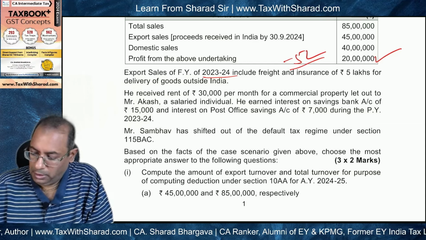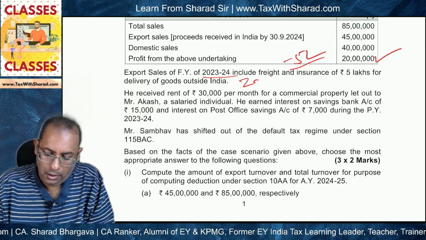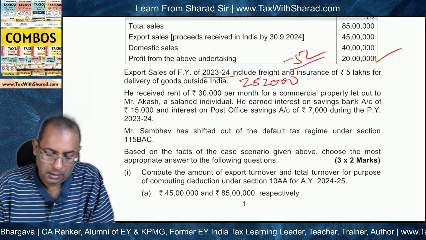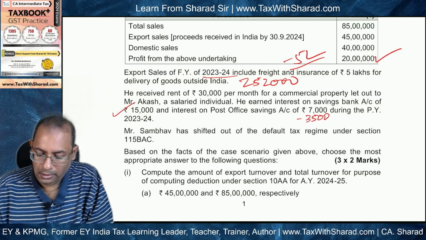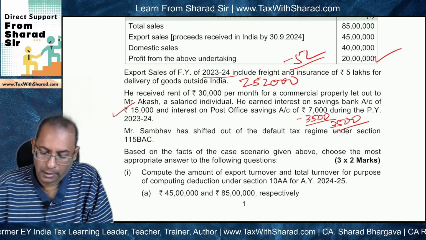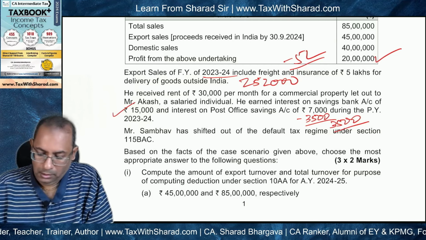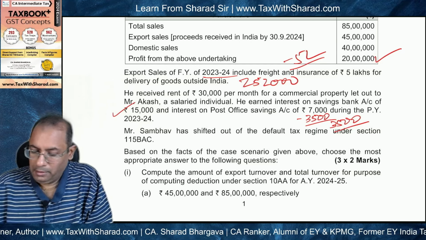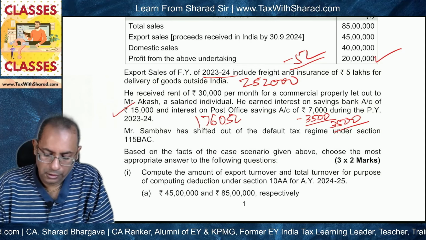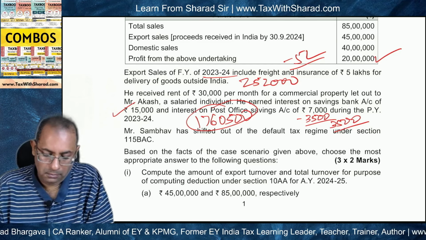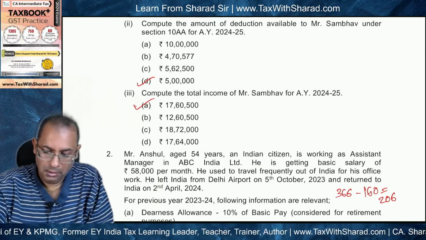Rent is 30,000 per month, so 3 lakh 60,000 minus 30% standard deduction, and this comes to 2 lakh 52,000. So we add this 15,000. We add interest on savings bank account and interest on post office savings account of 7,000 minus 3,500 exemption. So 3,500 is what we need to add. So if we add all these, 20 lakh minus 5 lakh, 15 lakh plus 2 lakh 52,000 plus 3,500 plus 15,000 and minus 80TTA deduction of 10,000. Okay, so this comes to 1760500. 80TTA is allowed because Mr. Sambhav has shifted out of the default tax regime, so optional tax regime applies. So 1760500 is the correct answer.